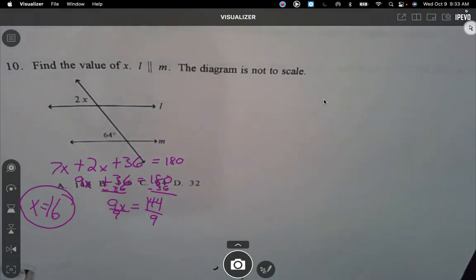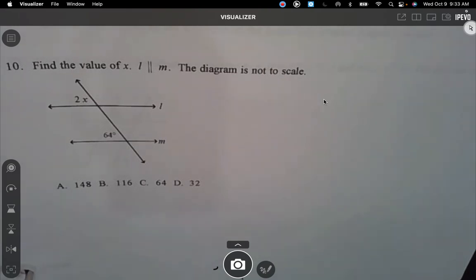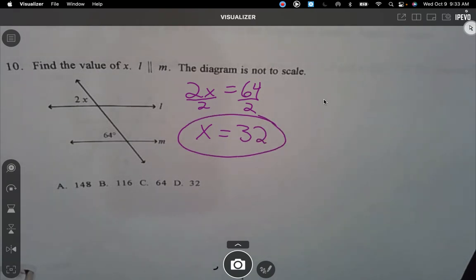I think number 10 is on there, and these are still all very similar. It wants me to find x. What do I know about 2x and 64? They're equal. So I'm just going to write that. 2x equals 64. If you don't know why, it's because they were corresponding angles. That was like the first 2 days of this chapter. We learned lots and lots of rules. How do I solve for x? Divide by 2. So what is 64 divided by 2? It is 32. Okay, are we good with that one?